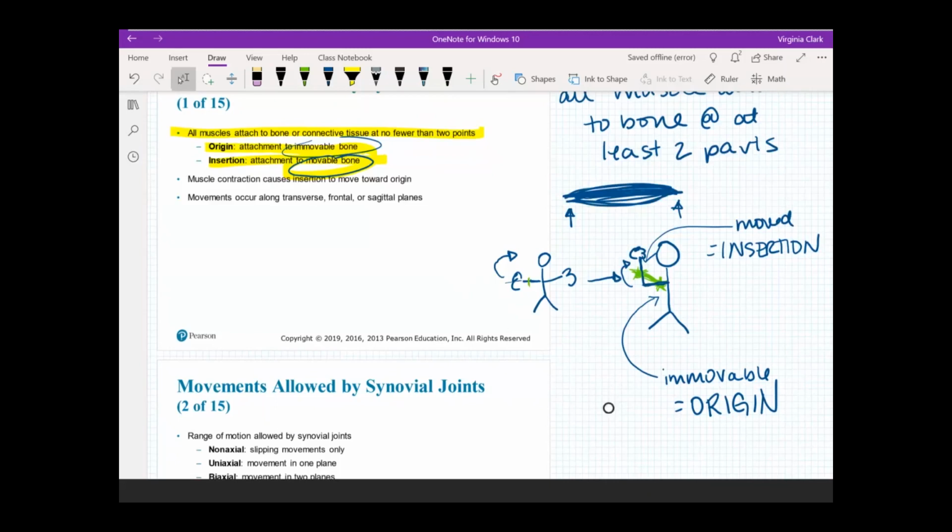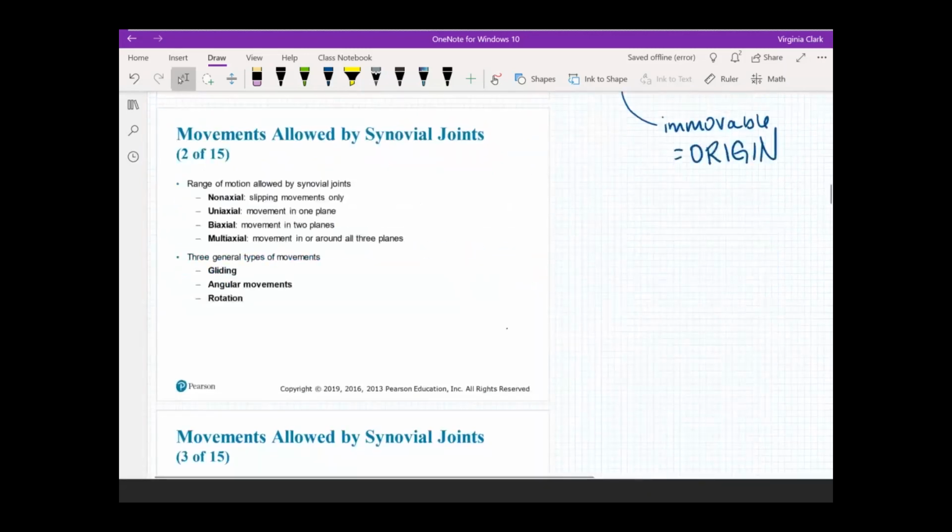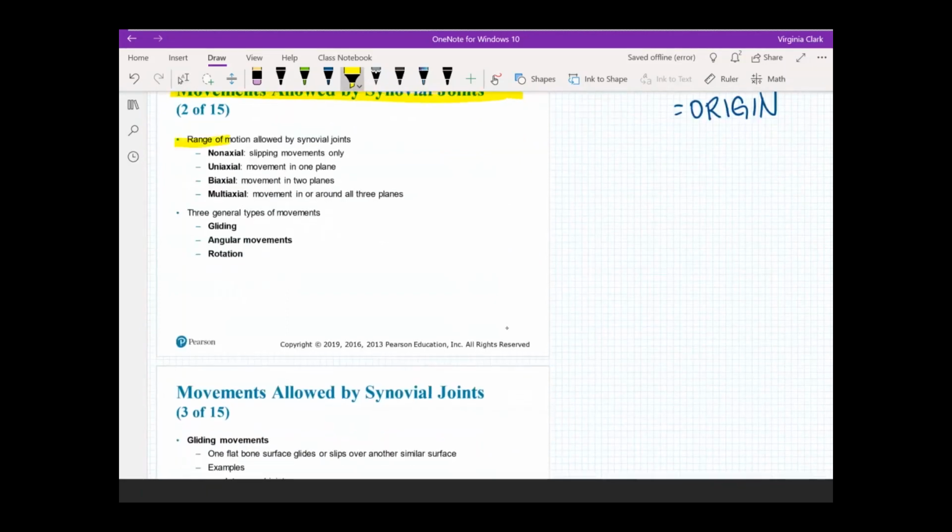Okay, so we're using our muscles. They are connected to our bones, and now we're moving things. So there's a bunch of movements that are allowed by your synovial joints. These movements essentially are going to be the range of motion. So the range of motion movements, we are going to have some that are going to be non-axial, which are considered sliding movements.